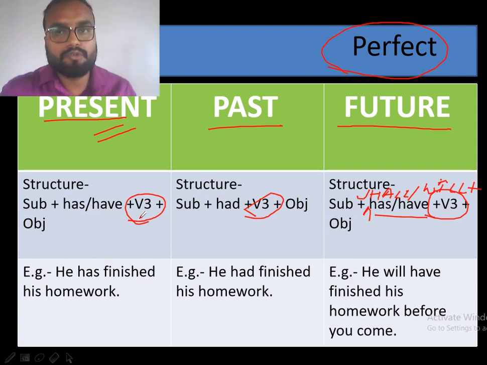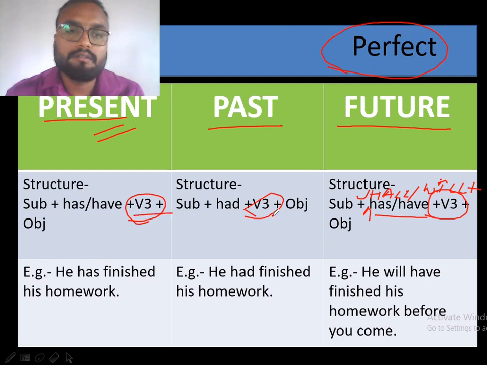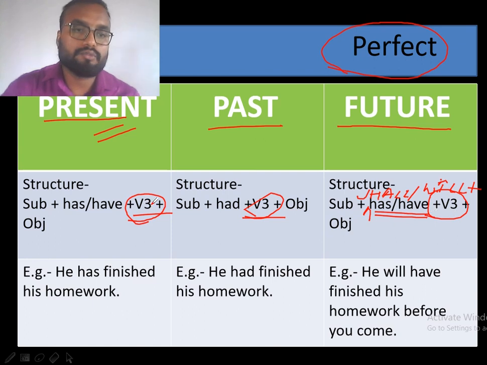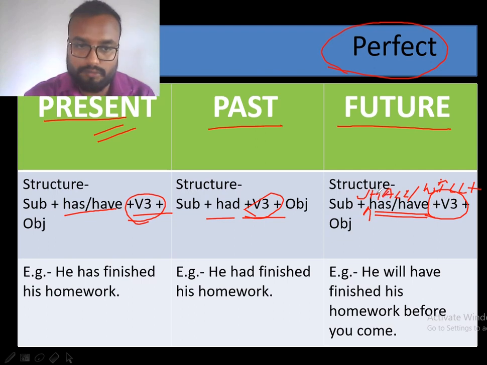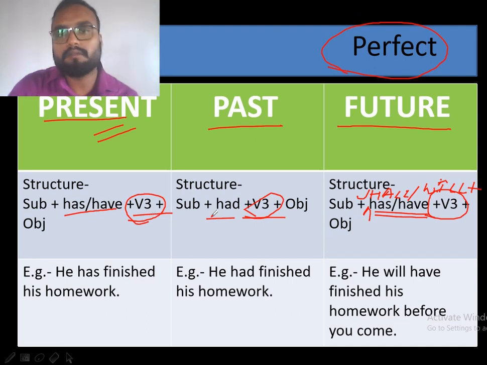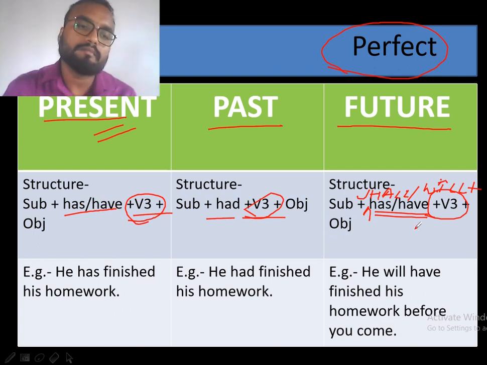So I told you, to show the perfectness, the third form of verb is used, and to show the time, that is present, past and future, has, have, had, and shall and will in future tense are used. So you can see the similarity of structure. The third form of verb is used in all the three cases. Has and have are used, but in the past case, had is the past form of has and have only. That's why I said has and have are used.